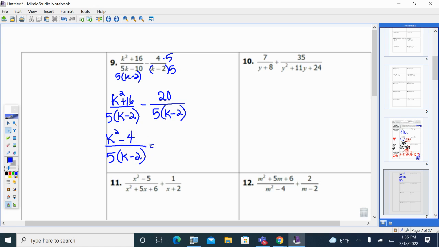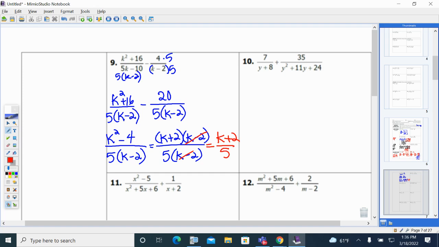Now that I'm in the very last step, and your last step is always to simplify, now you can factor the numerator if you need to, which we do. The numerator is going to factor into k plus 2 and k minus 2 over the 5 times k minus 2. Your k minus 2's will cancel, and your final answer is k plus 2 over 5.